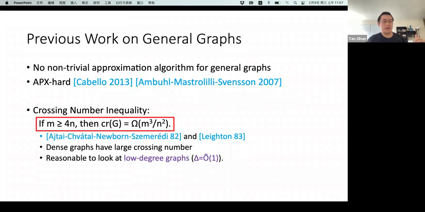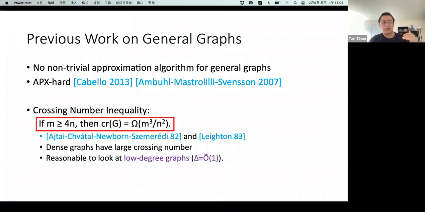But there is indeed one beautiful result about the crossing number, which is the crossing number inequality. It is by Ajtai, Chvátal, Newborn, and Szemerédi, and independently by Leighton. It says that if the number of edges is larger than 4 times the number of vertices, then the crossing number is at least on the order of m cubed over n squared. It's a very beautiful result and has a very simple probabilistic proof. But the message that it conveys is that as long as the graph is relatively dense, the crossing number has to be very high.